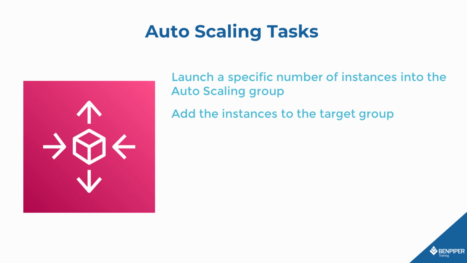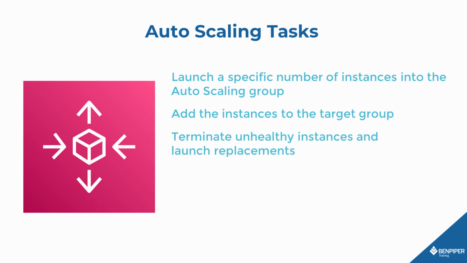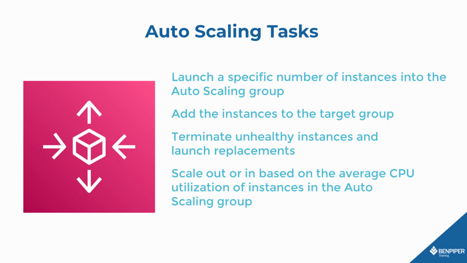It is going to add the instances to the load balancer's target group, and it will terminate and recreate any instances that are unhealthy. For the web tier, auto-scaling will monitor the average CPU utilization of all the instances in the group, and it will scale out. That is, it'll add more instances if the utilization gets too high. Likewise, if the average CPU utilization falls below a certain threshold, auto-scaling will scale in by terminating unneeded instances.